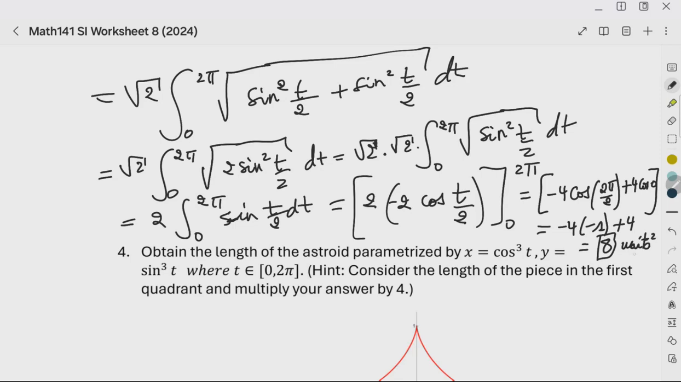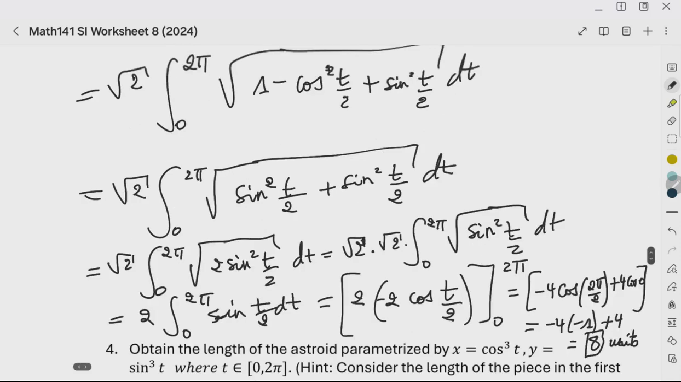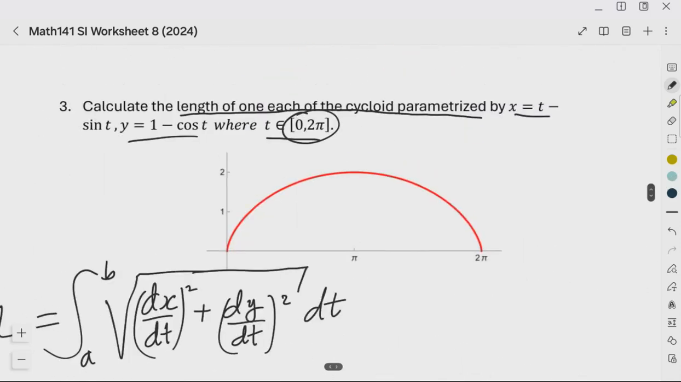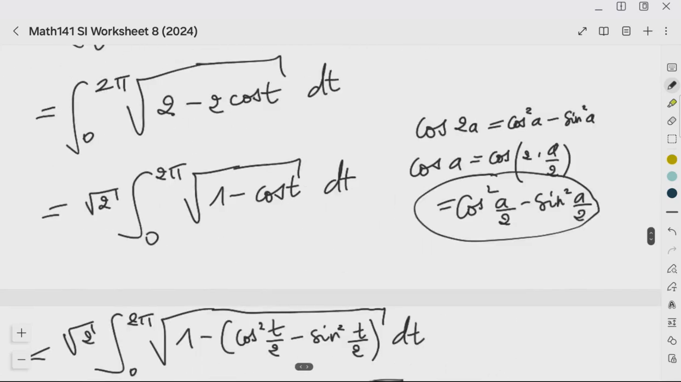Because remember, sorry, not 8 units squared, but 8 units. Okay, because it's a length, so it's not squared. Hopefully that makes sense.